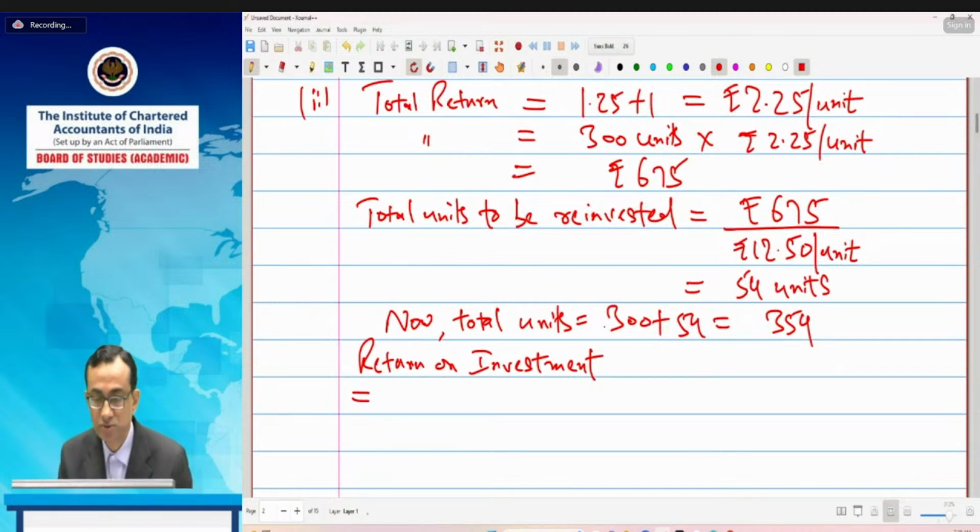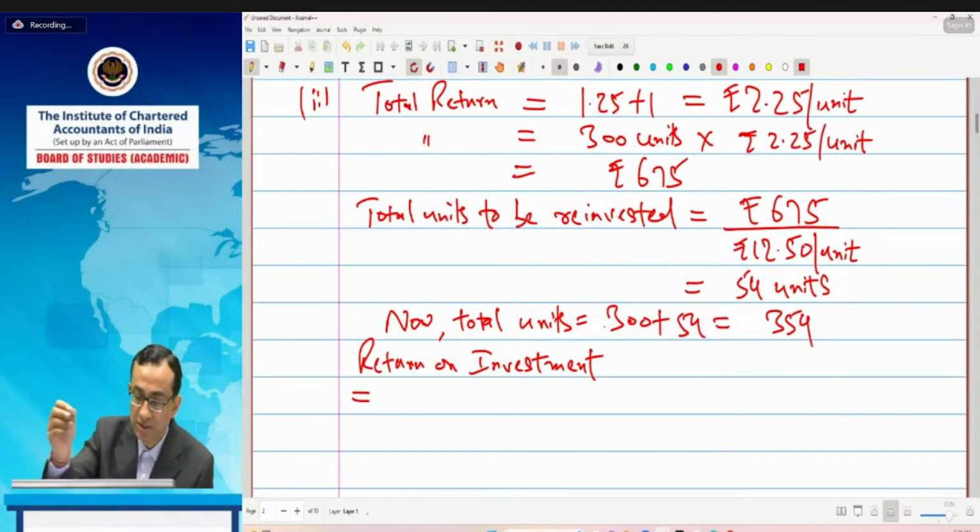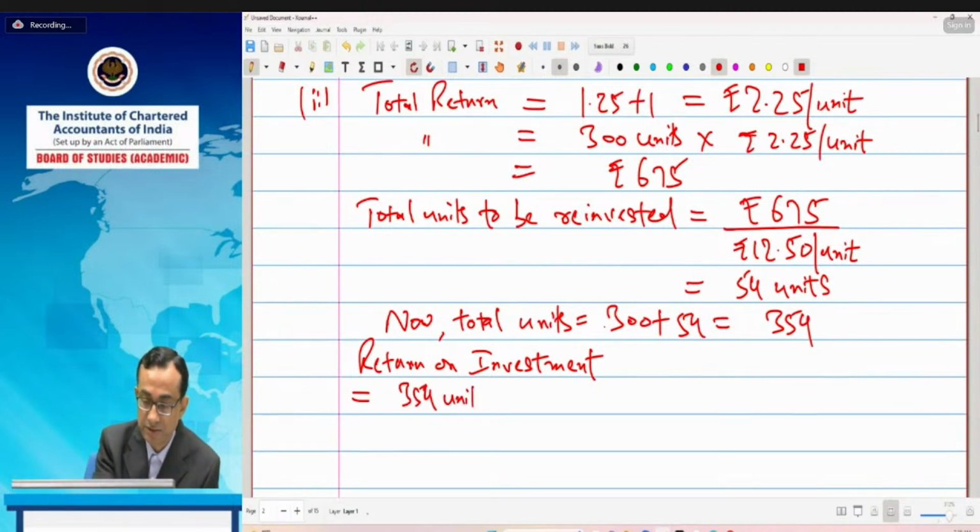So it will be closing minus opening. Let us calculate the closing. Now, what is the total number of units? Total number of units are now 354. Okay, we have just calculated 354 units.